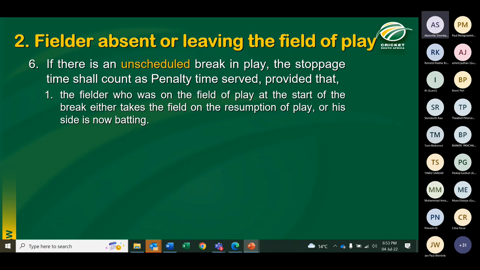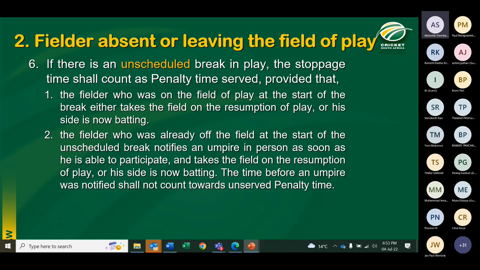So point number one is saying you can offset that 10 minute rain interruption against the penalty time that Johnny owes us if Johnny was on the field of play when it started raining and he takes the field of play at the resumption of play, which is the case here. So that 10 minutes, Johnny can subtract from his penalty time. So at 10 past 11, Johnny does not owe us any penalty time.